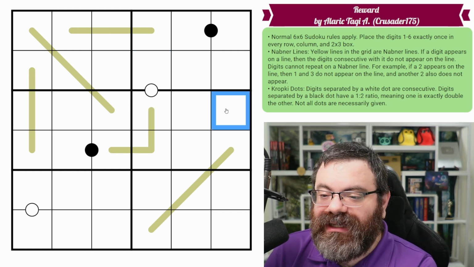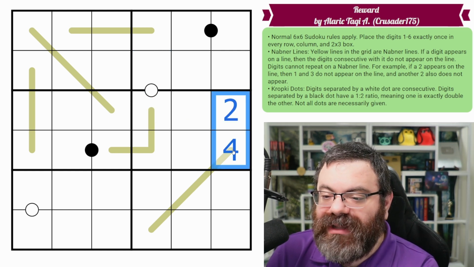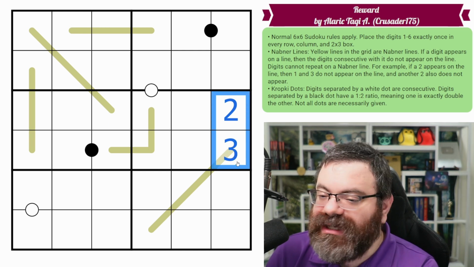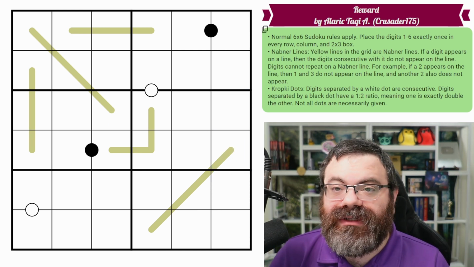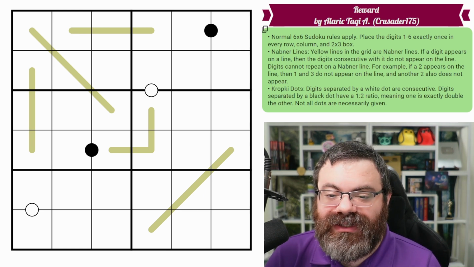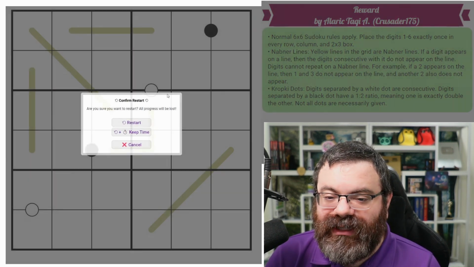They just have to be consecutive. Not all the dots are given, meaning this could be 2, 4. There's no black dot. That's fine. It could be 2, 3. There's no white dot. That's fine. This is allowed. All right, and that's it. Those are the rules. There's a link in the description if you'd like to try the puzzle yourself, and I'm going to get started right now.